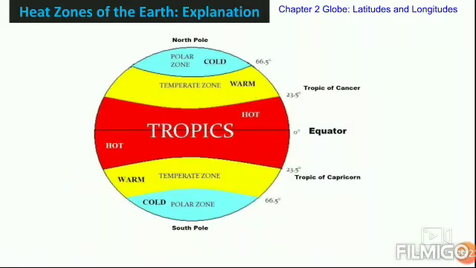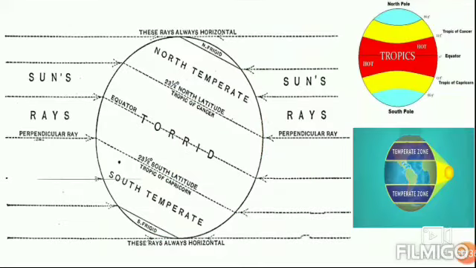Now, this is a picture which clearly describes where the tropics, that is the torrid zone, lies, where the temperate zone lies, and where the frigid zone lies. Let us discuss each of them in detail. Now, children, it is very, very important to understand the position of the torrid zone. Right? The torrid zone lies between the equator and the Tropic of Cancer in the north, and the equator and the Tropic of Capricorn in the south.